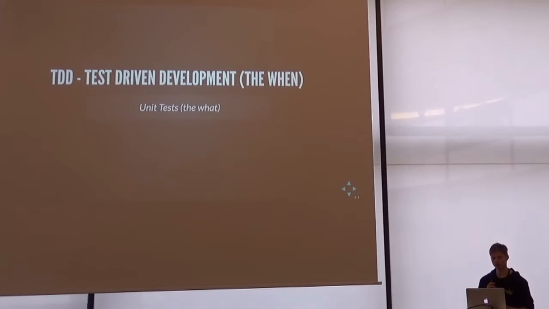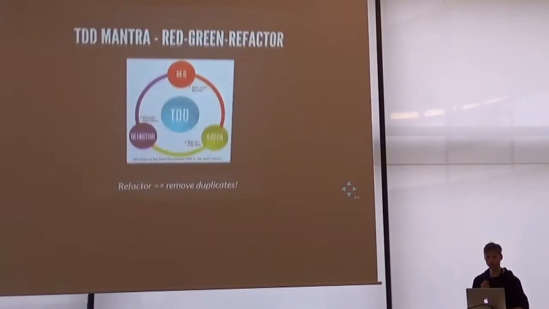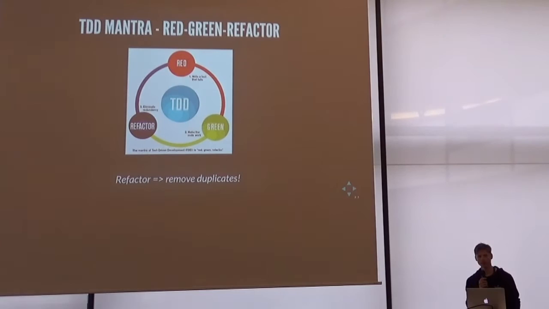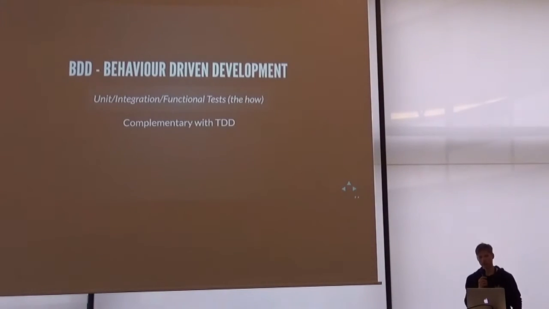It's just a practice developed by Kent Beck in extreme programming, where you write the test before the implementation. In test-driven development, we're using unit tests, and that's the mantra: red, green, refactor. So we start with the red test. After that, we try to make the simplest implementation to make it pass, and after that, refactor, which means that we remove the duplicates.